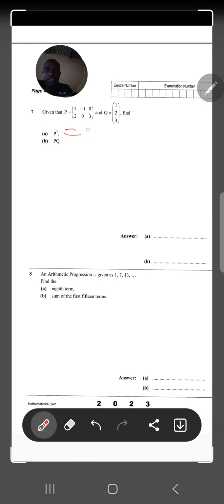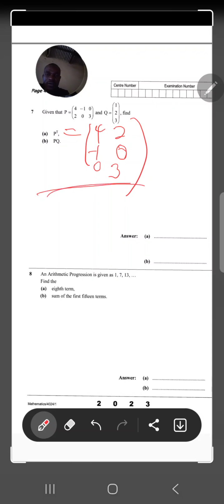Where is P? P is here, so the row is going to become the column, and the column is going to become the row. So 4, -1, 0, and then we come to this row, it will become the second column, which is 2, 0, 3. All right, so this is the final answer for P transpose. Now we need to find PQ.